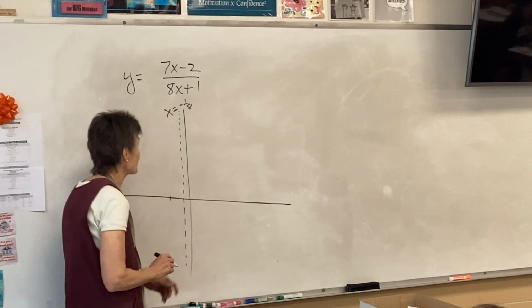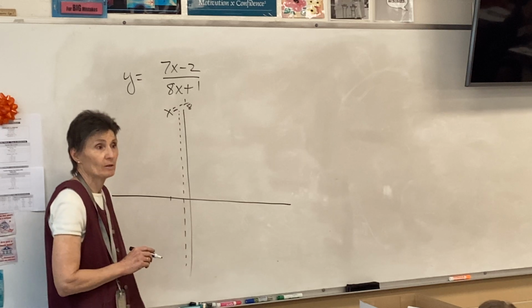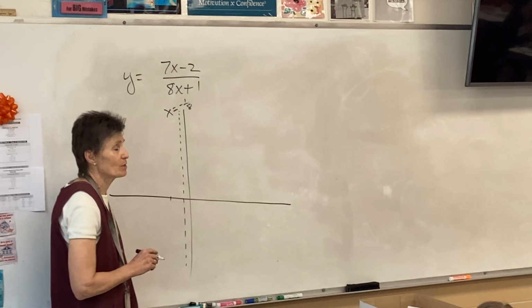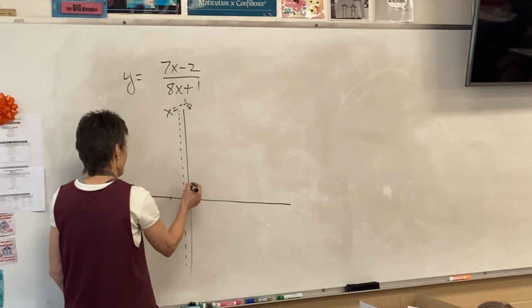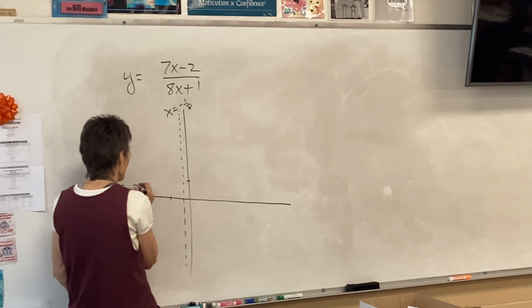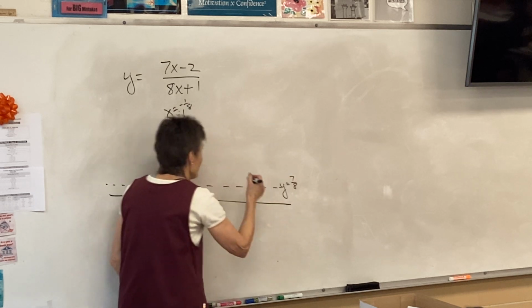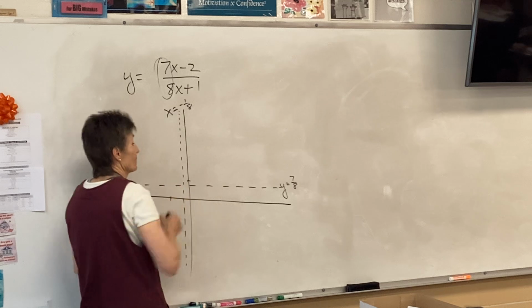All right, so I'm asking, at -1/8 vertical. Do I have a horizontal asymptote? Where is it? Y equals 7/8. Yep. Because that comes from here.